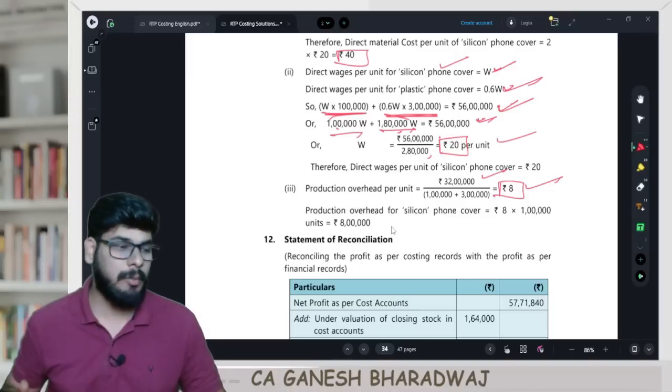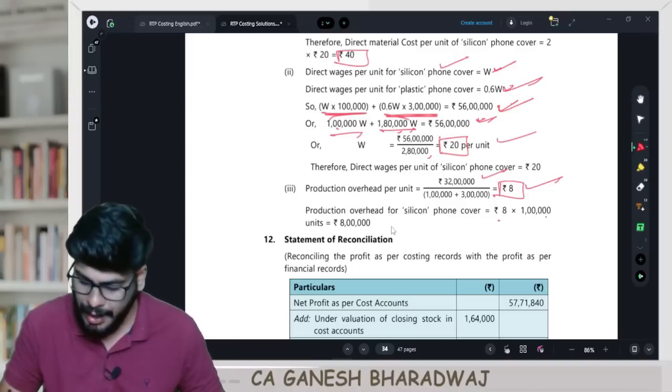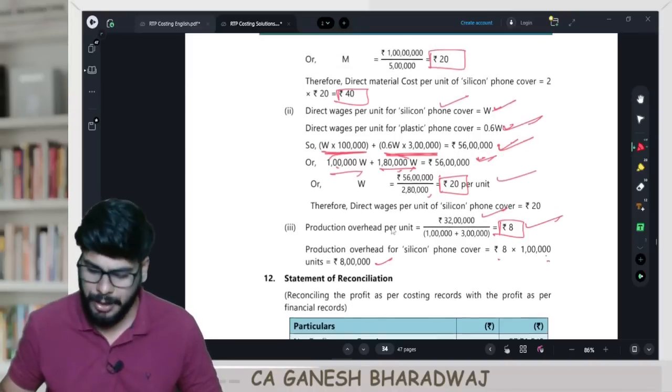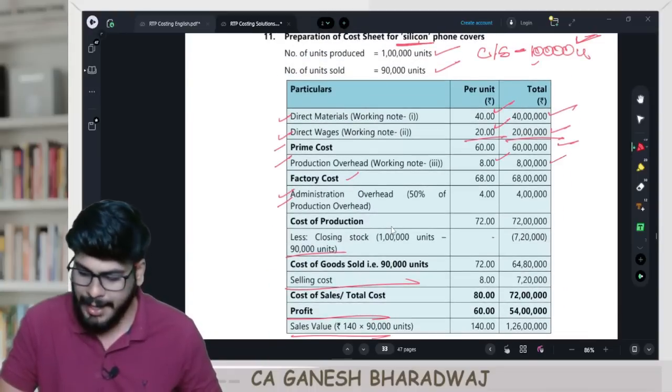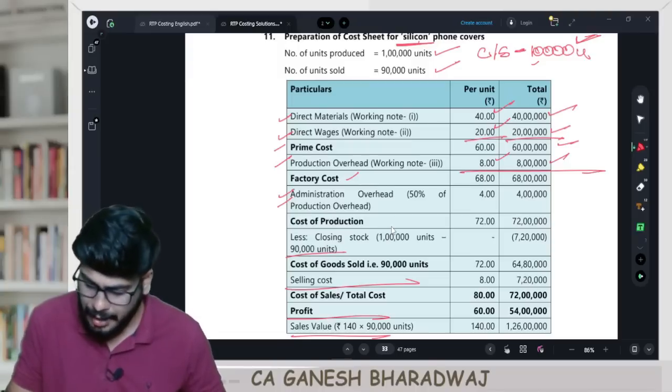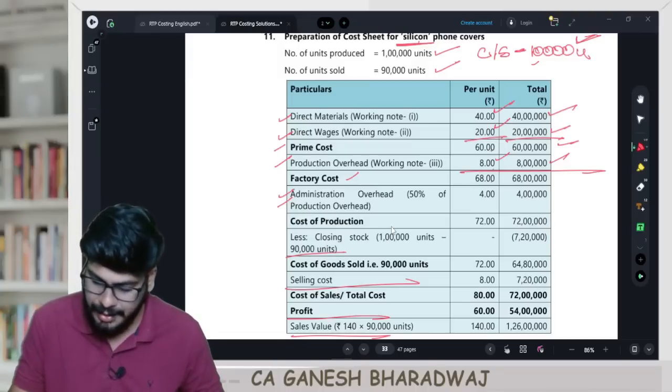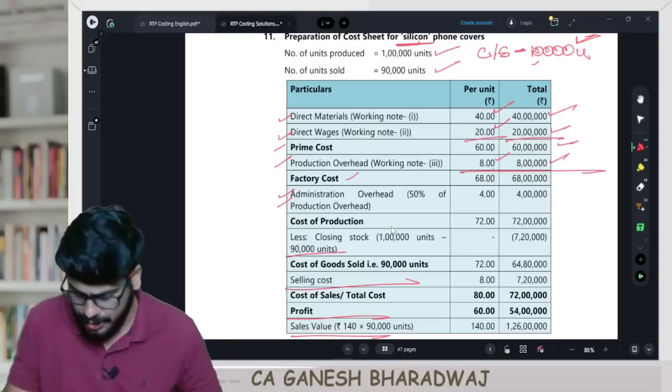So what is the total number of silicon phone covers manufactured? 1 lakh. 8 into 1 lakh, it's going to be 8 lakh rupees. So you can just go up and update it here. It's going to be 8 per unit and 8 lakh in total, right? If you add it up, you get the factory cost. 60 plus 8 is 68. 60 plus 8 is once again 68 lakhs.